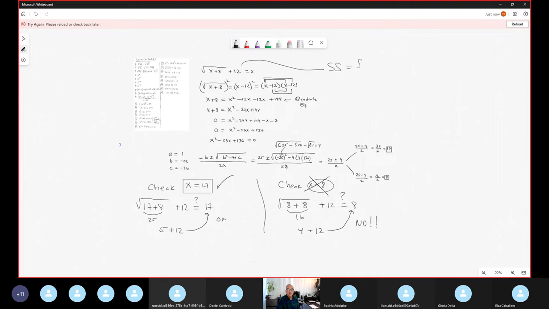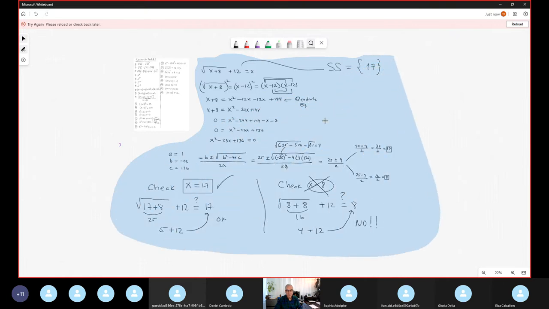is 17. 8 is extraneous. It is introduced in the transformation of the algebra. By verifying the original, no, it doesn't work. Therefore, no solution. Clear? Clear? Yes? No?